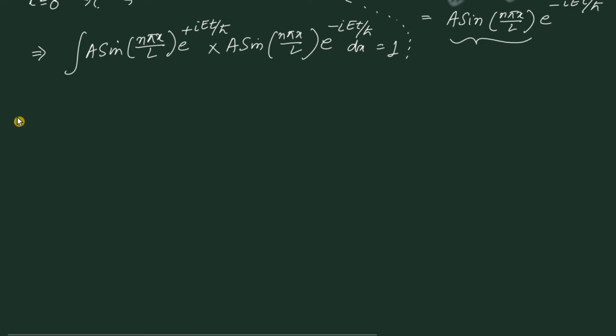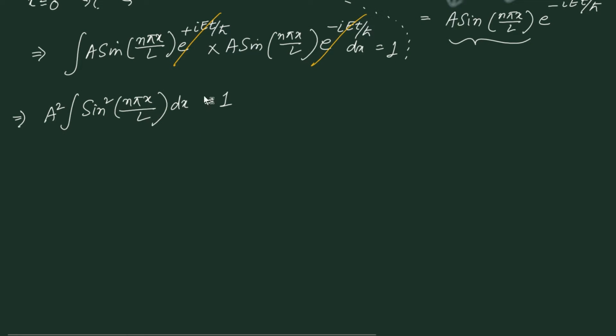So to solve this integral, I take a outside, so this becomes a square, and then I get sine square n pi x upon L. Now here these two terms get cancelled because they are e to the power plus iota and e to the power minus iota. Now this becomes dx is equal to 1.